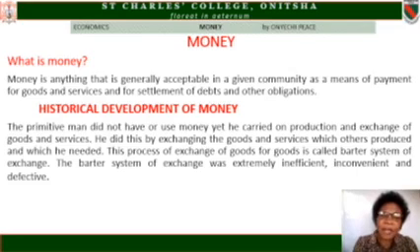The primitive man did not have or use money, yet he carried on production and exchange of goods and services. He did this by exchanging the goods and services which others produced and which he needed. This process of exchange of goods for goods is called barter system of exchange. The barter system of exchange was extremely inefficient, inconvenient, and defective.